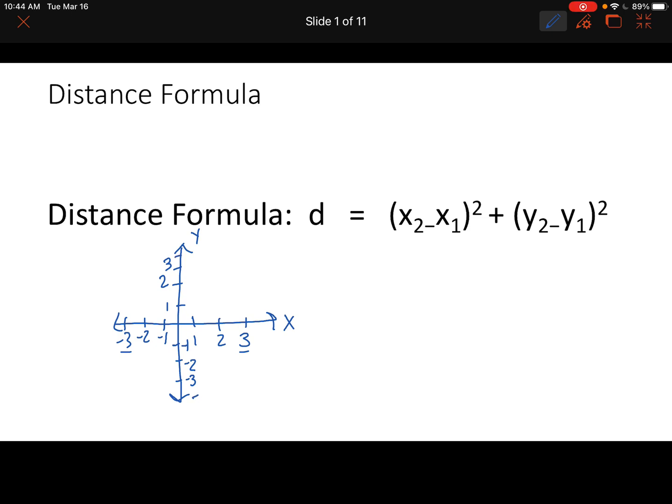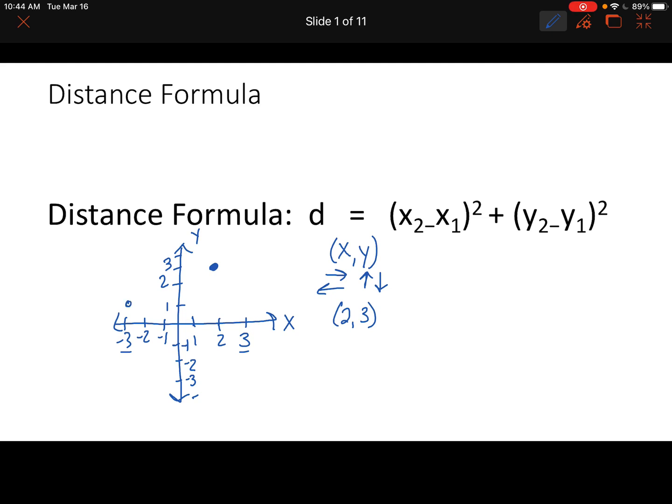Say I had a point plotted on my graph, and I need to figure out the x and y coordinates. Remember, x comes first, y comes second. X tells you how far right or left you're going. Y tells you how far up or down you are going. So for this point right here, I went over 2 and up 1, 2, 3. So the coordinate point is 2, 3.